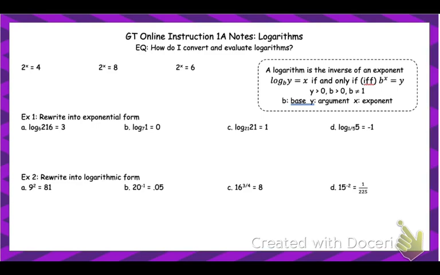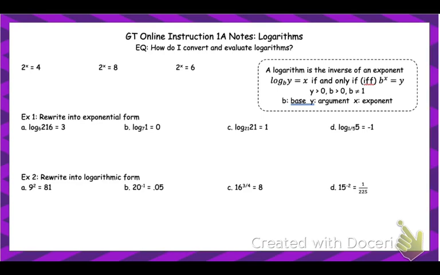What we're going to start today, and what we're going to spend really the next few weeks on, are logarithms. Logarithms are going to be really important for you going forward. You'll see them again in pre-cal, and you're definitely going to see them in calculus, especially when we get to natural logs. So what we're going to do to start is look at some exponential equations.